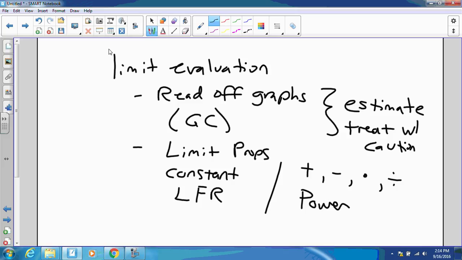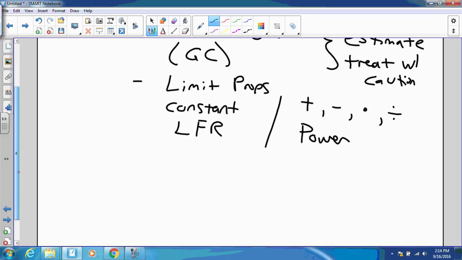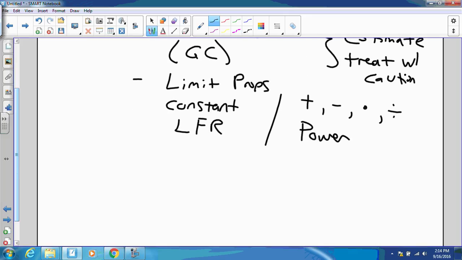The limit properties give us exact analytic answers, assuming that our functions are well behaved. And in particular, the problem that we have to watch out for with the quotient rule is the possibility that we have a zero denominator. So when we have a zero denominator, we have a second tool in our arsenal, and that is we can use the alias theorem.